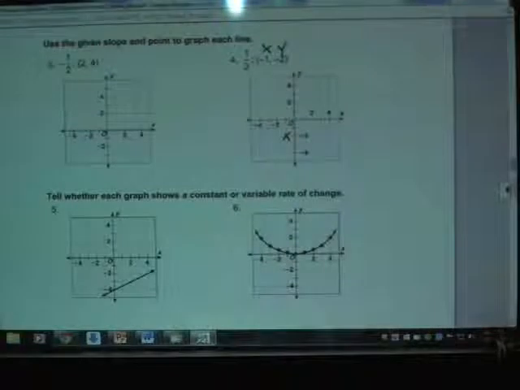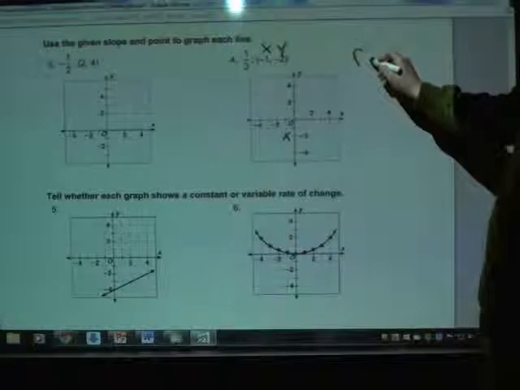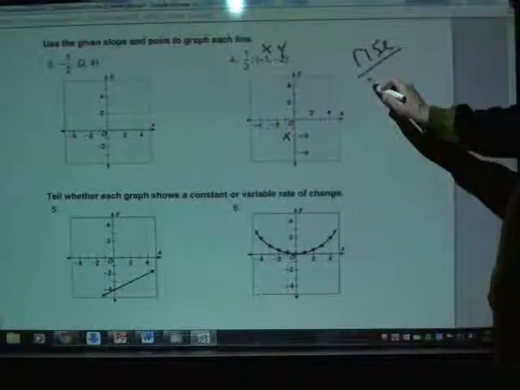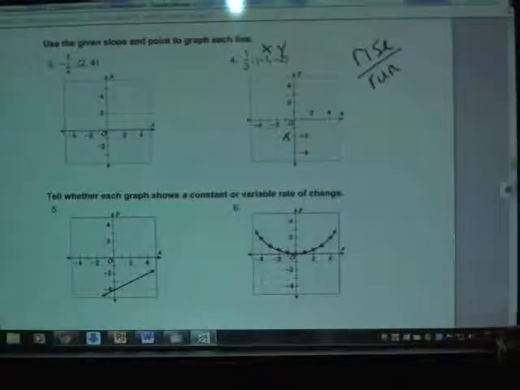Okay, now I'm going to plot the slope. The slope here is read as 1/3. So slope of 1/3 means I'm going to rise 1 and run 3. Slope is always rise over run. I don't have to question it. It's always going to be that way.